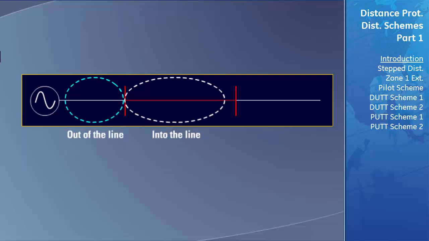Zones that are set to protect in the forward direction are said to be looking into the line. Zones that are set to protect in the reverse direction are said to be looking out of the line.